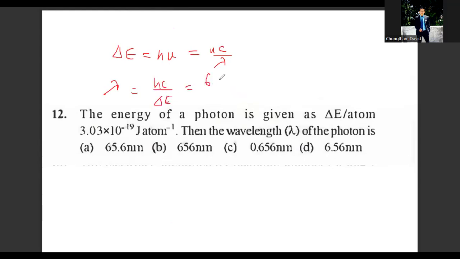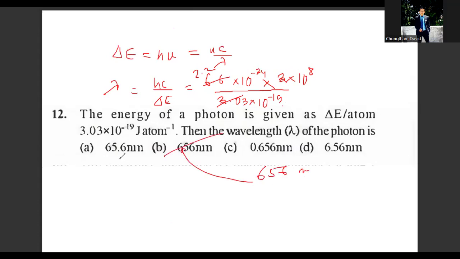So how does it correspond? 6.6 into 10 to the power minus 34 into the speed of light, which is 3 into 10 to the power 8, divided by 3.03 into 10 to the power minus 19. To simplify this, you will get the answer. Let us calculate this: approximately 2.2 into 10 to the power minus 19... 2.2 into 3 would be approximately 6.6. So it must be in the range of 600 something, 656 nanometer. Corresponds to option B. So for question 12, the answer would be B.